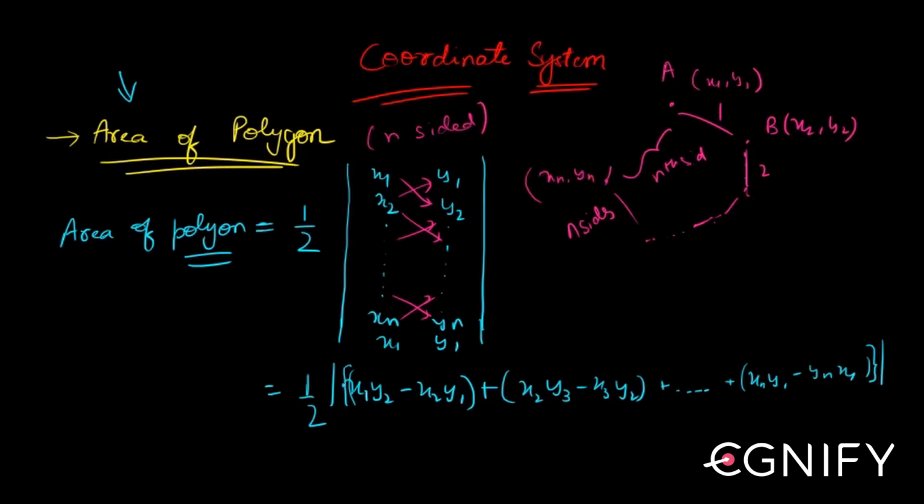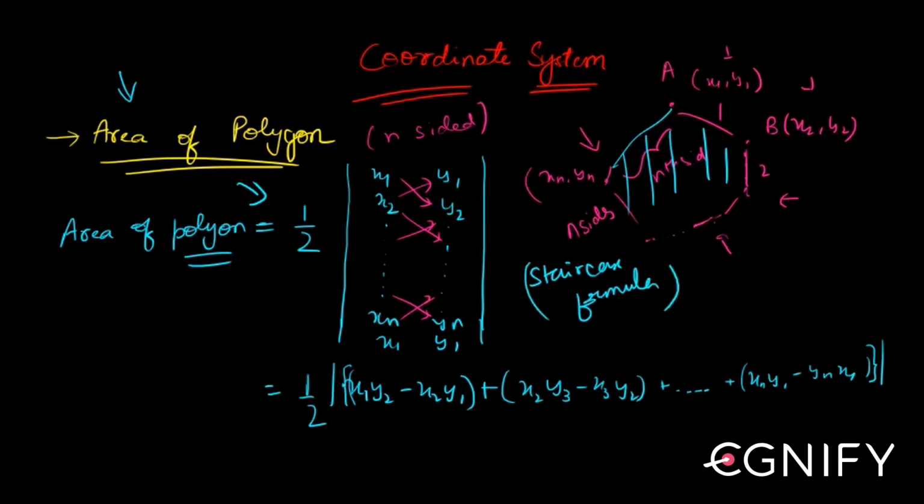So you have x1, y1, x2, y2, you'll have x3, y3, x4, y4. Likewise, you have xn, yn, right? So the area that this closed polygon will cover is given by this formula. This is called the staircase formula. So I would like you to remember this because it will help you a lot during examinations.